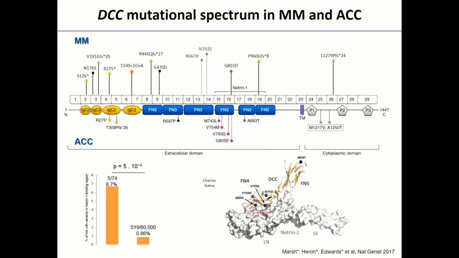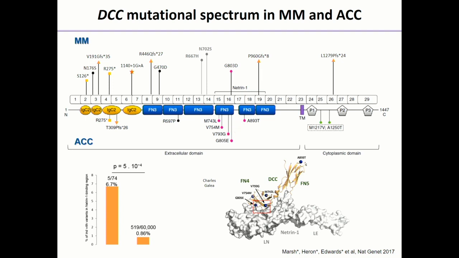So, of course, we were interested in trying to find the factors that were able to modify the phenotypes. So first, we looked at the mutation itself to see whether the spectrum of mutation was the same in mirror movements and agenesis of the corpus callosum. And it was approximately the same.